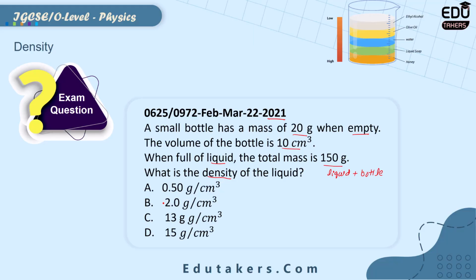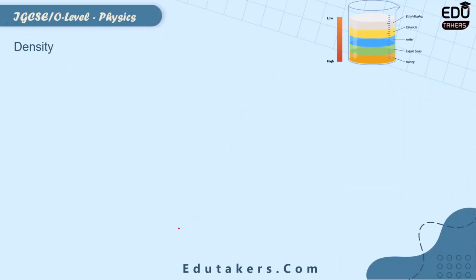Option A, 0.50 gram per cubic centimeter. B, 2.0 gram per cubic centimeter. C, 13 gram per cubic centimeter. D, 15 gram per cubic centimeter. So let's see the answer and explanation for that.